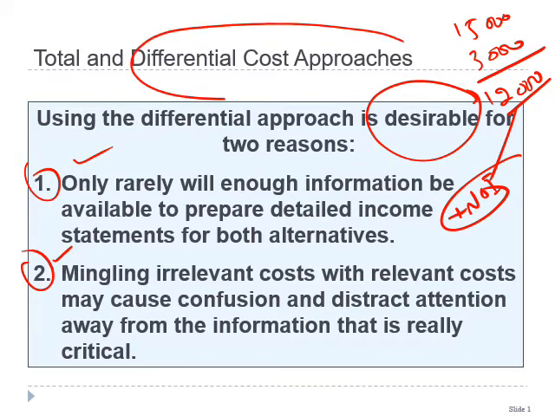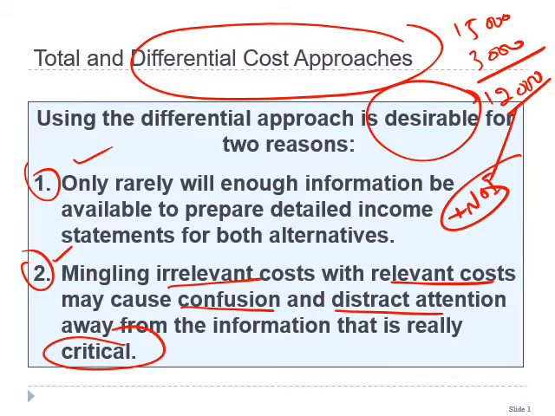reason for using the differential costing approach is that mingling irrelevant costs with the relevant ones may cause confusion and distract attention away from the information that is really critical, right? So just see the alternatives. What are the different ones? You pick that one. If it's a benefit, it's a positive sign. If it's a cost, going out from your pocket, that's going to be a negative sign. So this one is the positive answer here. It's going to be adding to the net operating income.